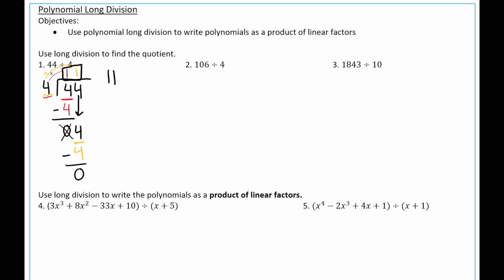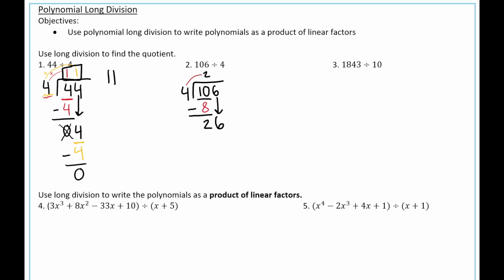Okay, so let's do one that is a little bit more challenging. This time I'm going to divide 106 by 4. Usually you try to see how many times the digit on the outside fits into the first digit on the inside, but 4 does not go into 1. So instead, we are going to look at 4 going into 10. 4 goes into 10 2 times. So now I'm going to multiply 2 times 4. That goes to 8. Now I'm going to subtract. 10 minus 8 is 2. I need to bring down the 6.